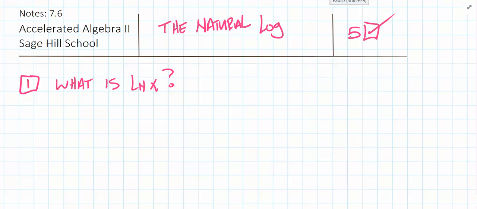Okay, 7.6 is all about the natural logarithm. I'm going to show you where it comes from, what it is, and all this stuff, because we're going to be able to solve equations with a natural log in them. So let's back up for a second, talk about where it comes from and what the deal is, okay?